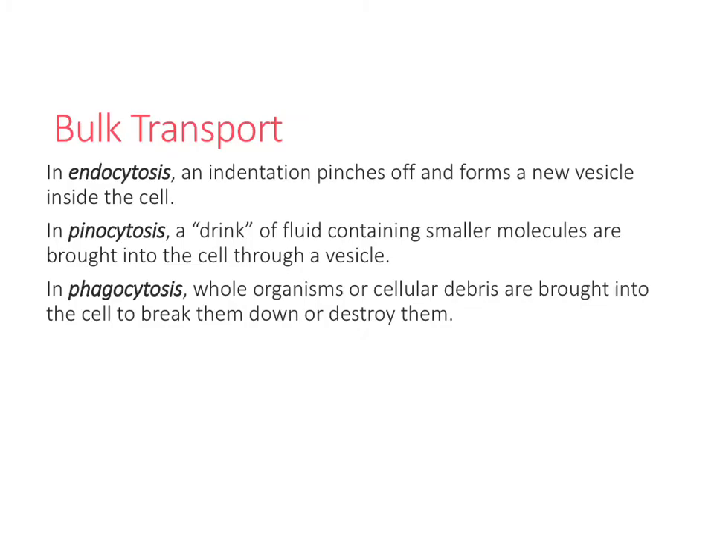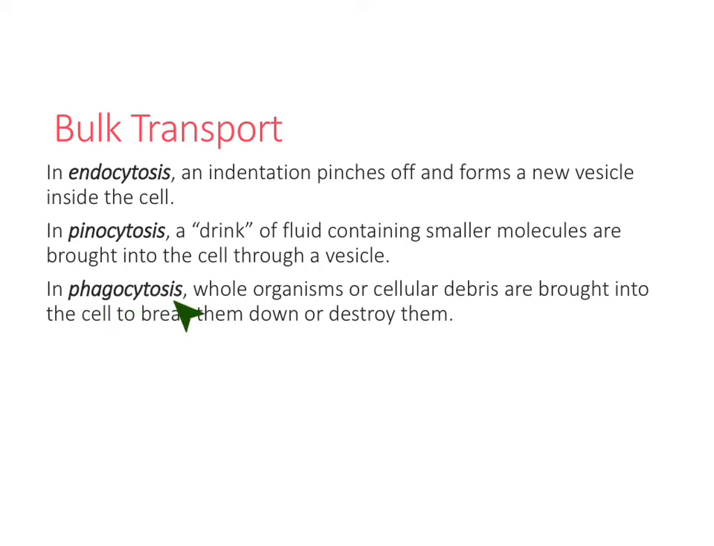There are 3 different ways that cells take in molecules through vesicles. The first we just call endocytosis. This is where an indentation pinches off and forms a vesicle inside the cell. A very specific case of endocytosis is called pinocytosis. Pino means to drink, and this is where some fluid is taken into a vesicle, and the fluid might contain a variety of other molecules that the cell wants, amino acids or small carbohydrates or something like that.